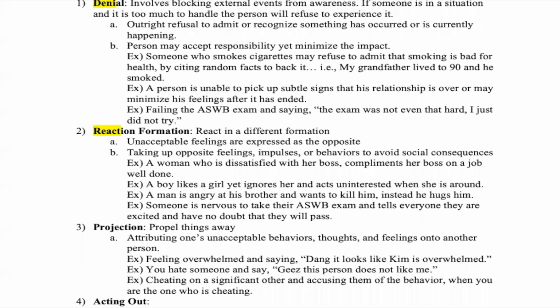Another example, someone is nervous to take their ASWB exam and they tell everybody they're excited and have no doubt that they will pass this exam. So internally, they're freaking out and being like, man, I'm not sure if I can actually do this. But externally, they're like, this is the greatest thing ever. I'm going to go in there and punch it directly in the chest to get the job done. But again, they're reacting and acting out the opposite emotions than they actually experience inside of them.